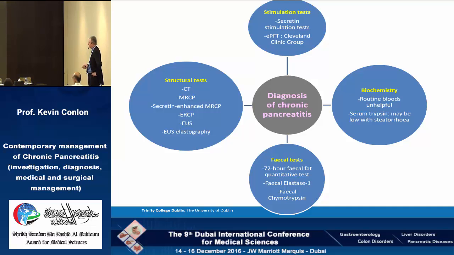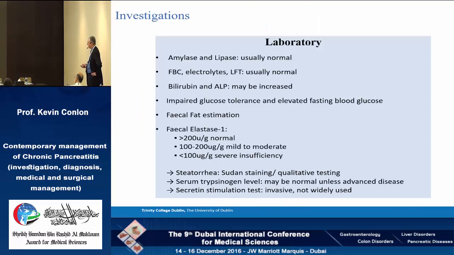Well, we have a stimulation test which we use infrequently. Biochemistry is unhelpful, and we really look at structural tests. What I mean by that is x-rays, and looking at fecal fats. For the majority of our patients, amylase and lipase are usually normal. FBC and LFTs are normal. Impaired glucose tolerance and fasting blood glucose is present, and if part of the definition is endocrine insufficiency, then you'd expect that. As a screening test, we measure glycosylated hemoglobin, hemoglobin A1C, and it's very often abnormal.